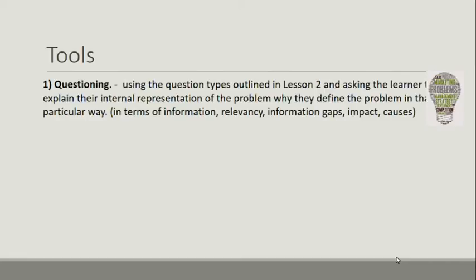The main tools are questioning. Using questioning types outlined in Lesson 2 and asking the learners to explain their external representation of the problem, why they define the problem in that way, in terms of information relevancy, information gaps, impact and causes, allows them to understand the problem further.